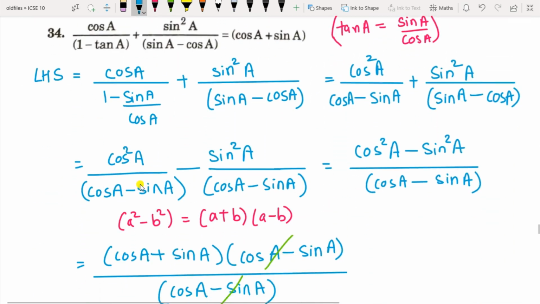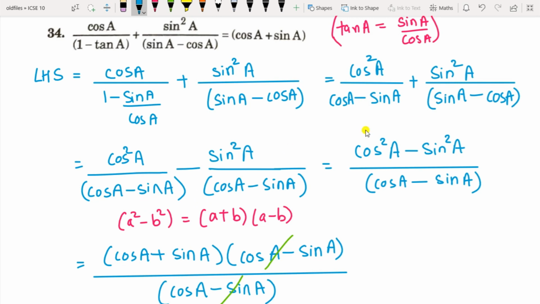Similarly, question 34th is cos upon 1 minus tan A plus sin square A upon sin A minus cos A. So in place of tan, I am substituting sin upon cos. Take the LCM of cos here. Okay, so this cos will move up, that will be cos square A upon cos A minus sin A, and this bracket as it is. So now this is cos A minus sin A, and this is sin minus cos. So rearrange this, therefore it will be minus. You have to write it here.